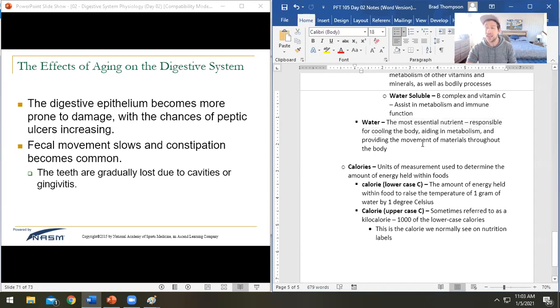And it aids in metabolic processes by making it easier to move from point A to point B. It's a quick source of hydrogen. It's a quick source of oxygen. You absolutely need water in your diet.